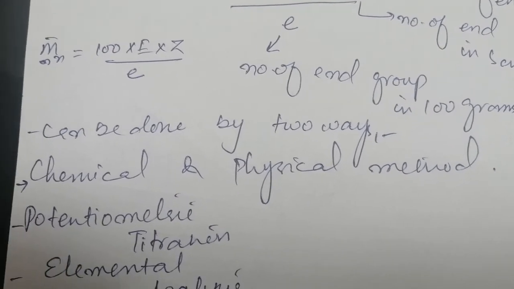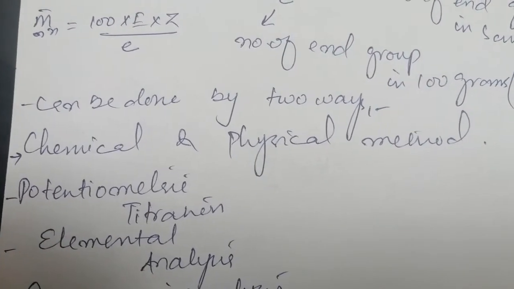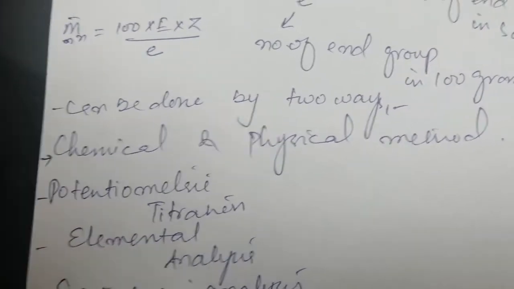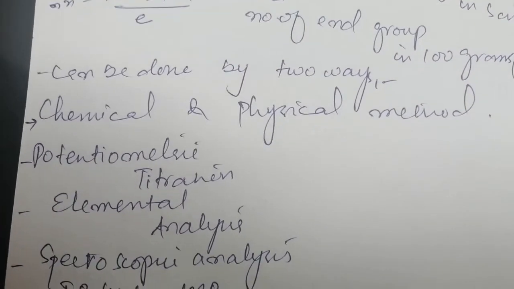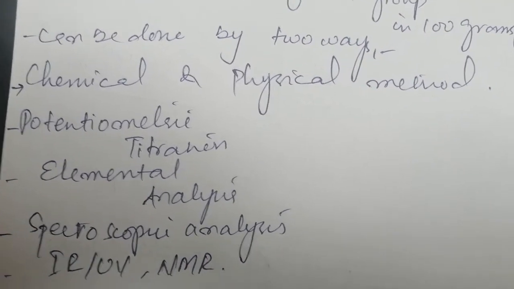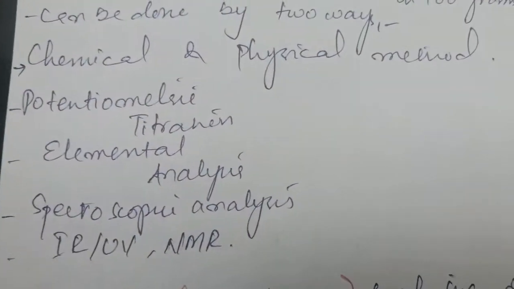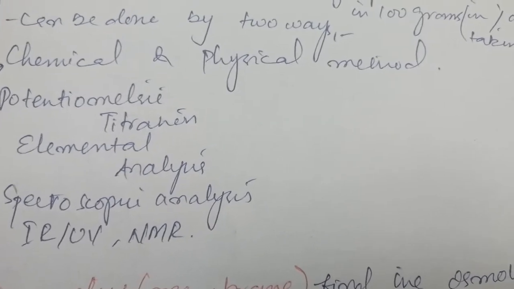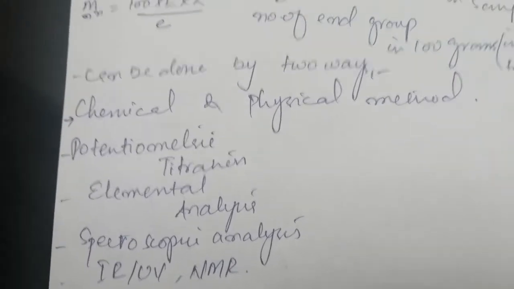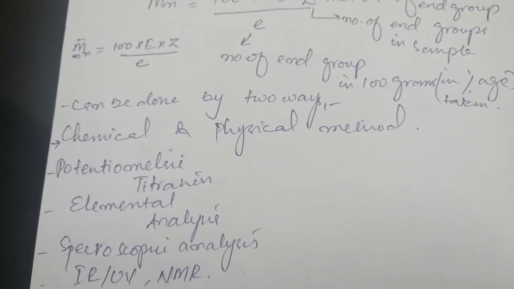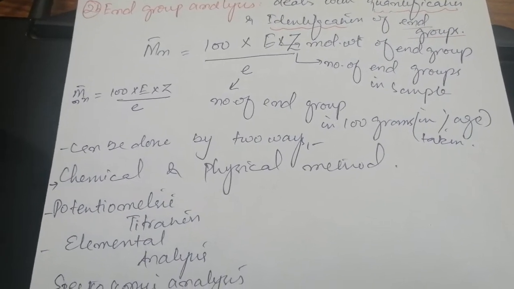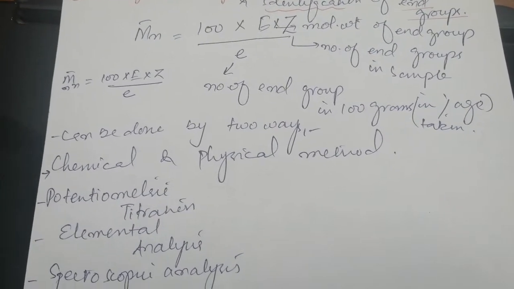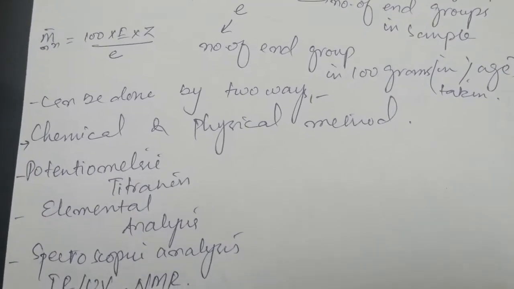We can do it in two ways, right? Multiple ways actually, but generally we're using it in two ways: chemical and the physical method, right? The first method is the potentiometric titration. The second one is elemental analysis. Then we can use a spectroscopic analysis, IR or UV or NMR, right? In this way we are getting the data to consider the molecular weight of the end group, right? And we are just focusing on the identification and the quantification of end groups, and through that we are calculating the molecular mass of our polymer.